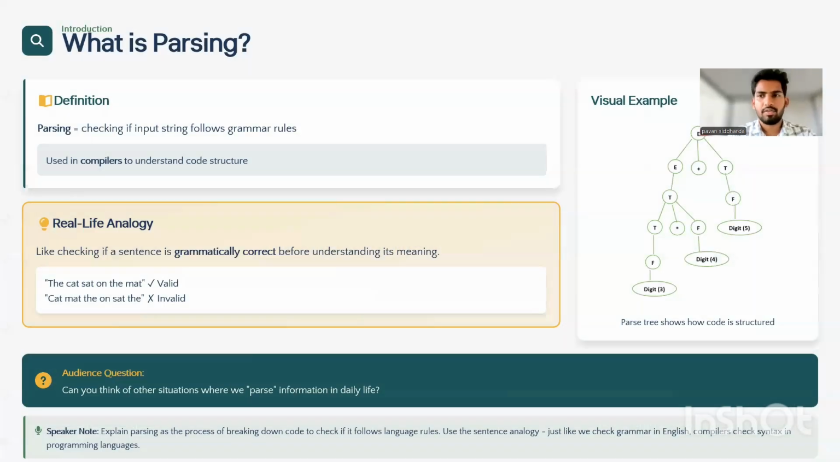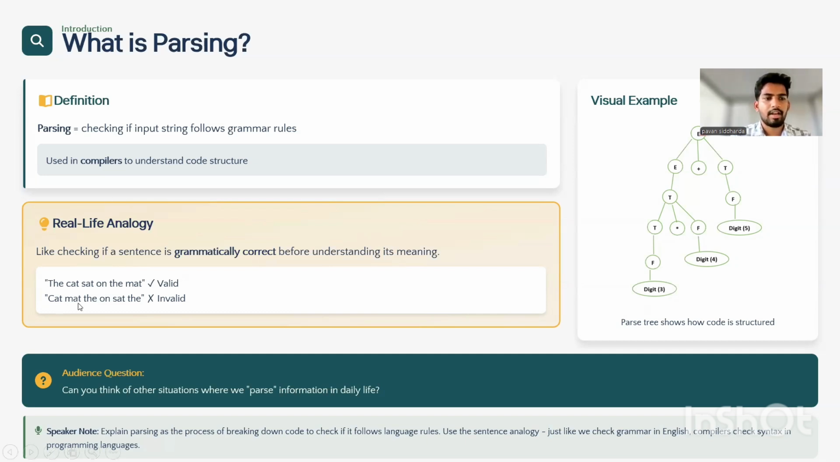Coming to the introduction, let us know about parsing. Parsing is checking if the input string follows the grammar rules or not. Like if you have a string and given grammar rules, can we construct that string or not. You can see the visual example here. With the given rules, can we construct a string like digit 3 into digit 4 plus digit 5, or else they will give a string and we should check if we can construct that string using those rules.